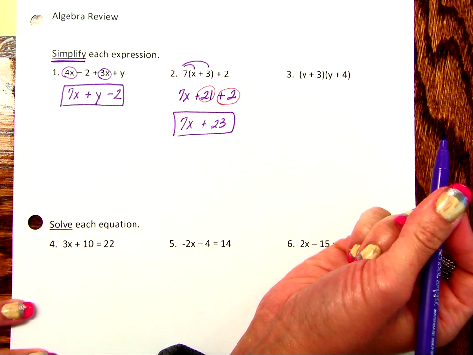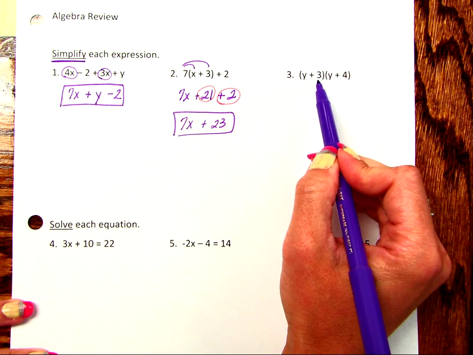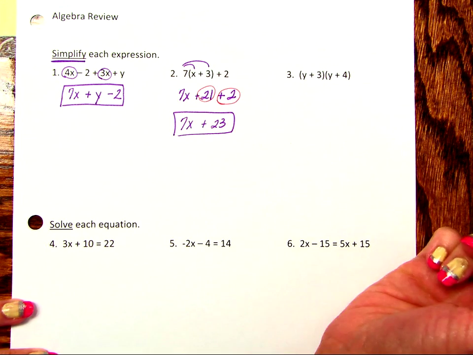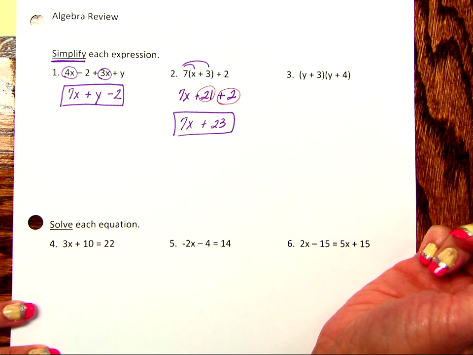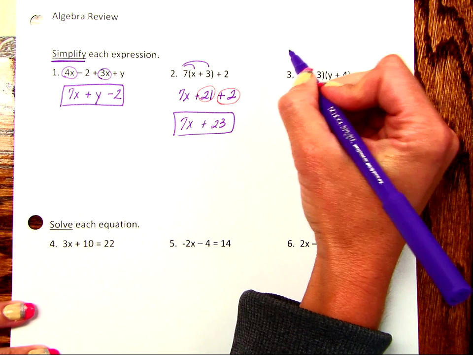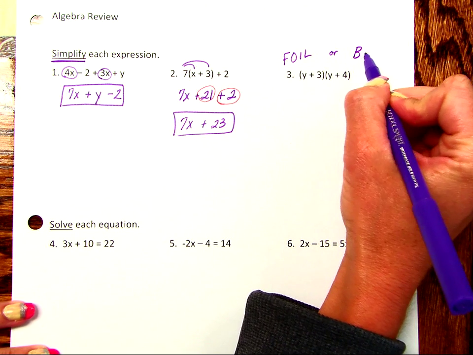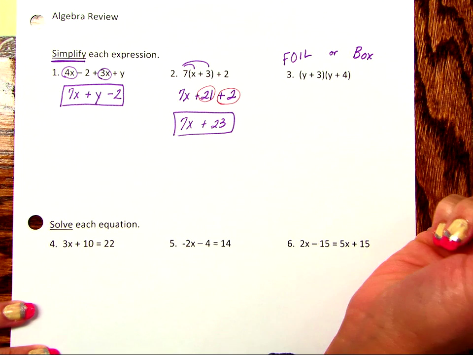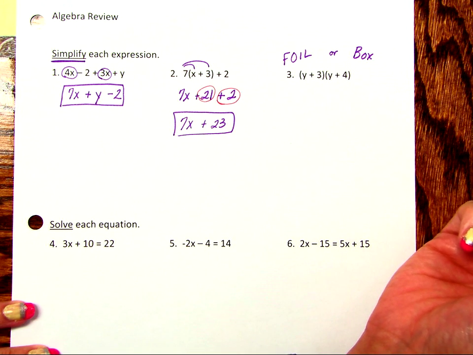The last one, for number 3, it's asking us to simplify the quantity y plus 3 times the quantity y plus 4. And if you remember from algebra, there are a couple of different methods or strategies that you can use when you simplify this or when you multiply it. One of them is called the FOIL method, and the other one is called the box method. You might have a preference one way or the other. I don't care which way you do it. I'm going to show you both ways.